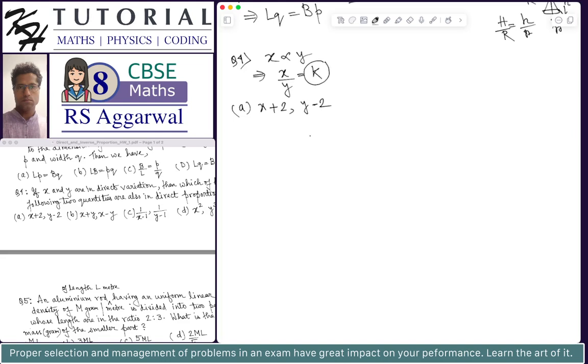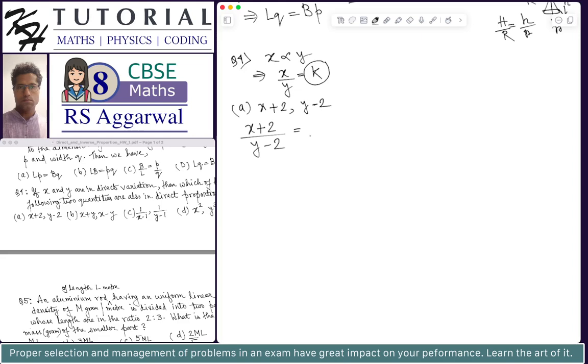So let's see what is (x + 2)/(y - 2). We have to verify whether this is coming out to be a constant or not. Now this constant will not definitely be k, but it should be some expression involving k. That is, it must be an expression of k.